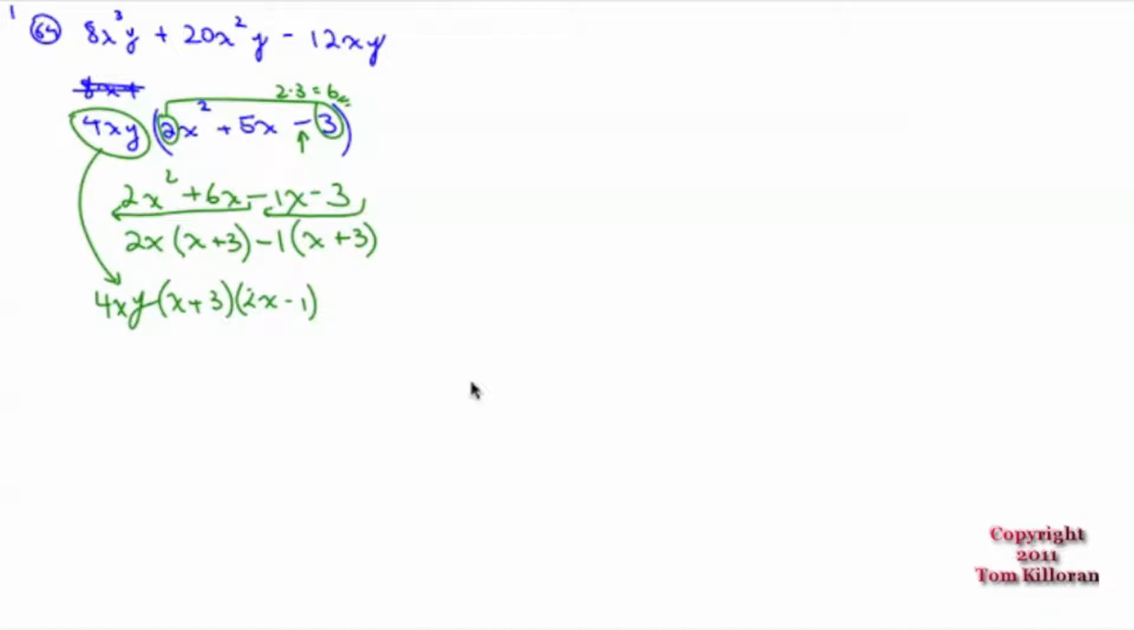So that's about as bad as they get in 5-5. What's the worst that they get in 5-6? Yeah, let's try this one. 50x cubed minus 20x squared plus 2x.